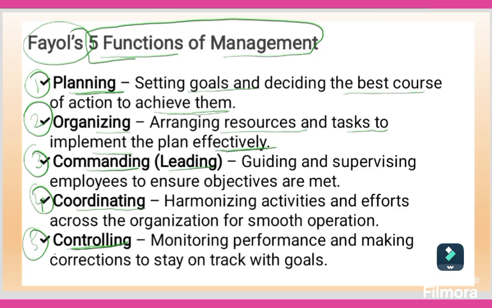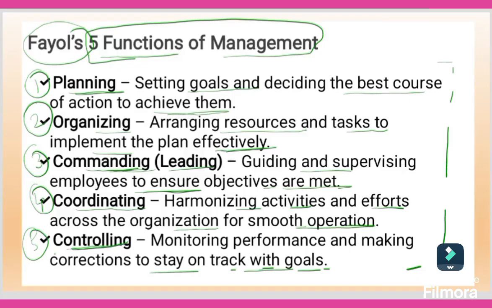After organizing, the next step is commanding. Guide and supervise the employees to ensure objectives are met. This is the third phase of management. Then coordinating. Harmonizing activities and efforts across the organization for smooth operations. And the last one is controlling. Monitor performance and make corrections to stay on track with goals. These are the 5 steps of management.